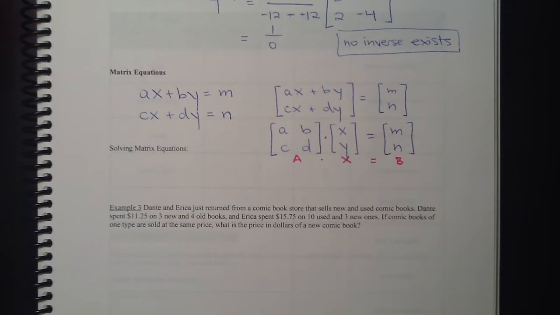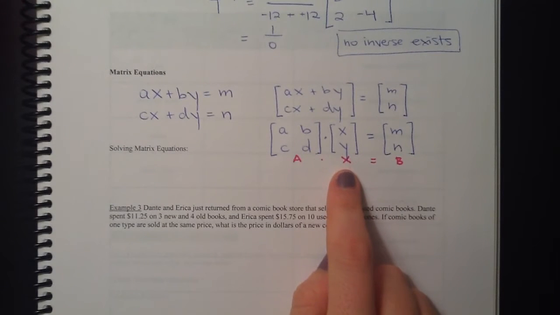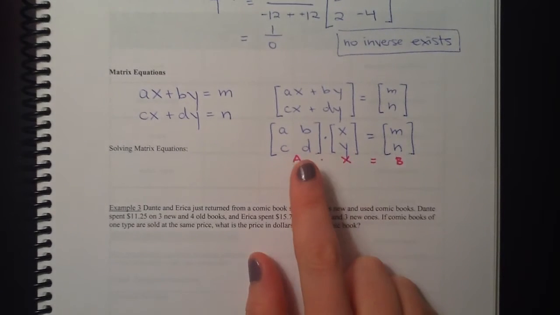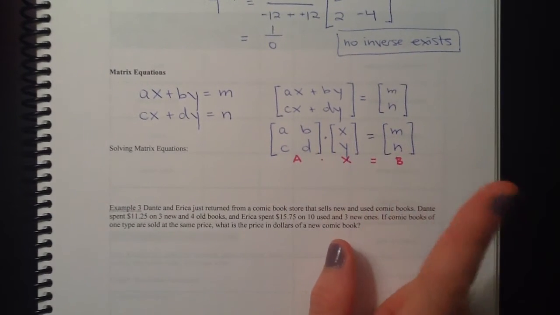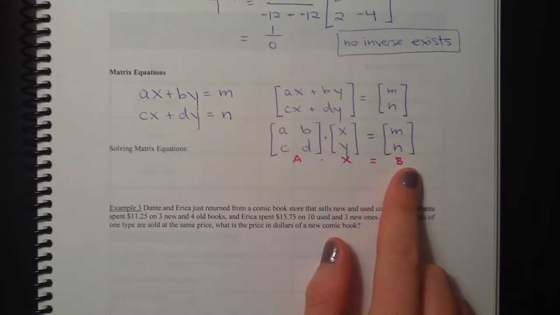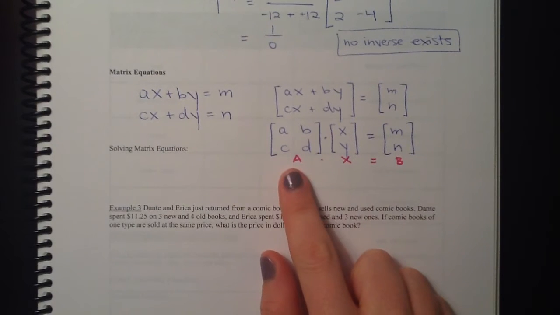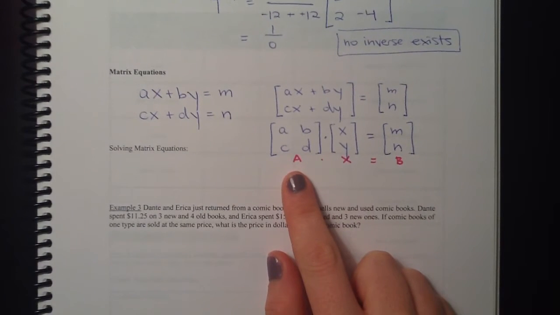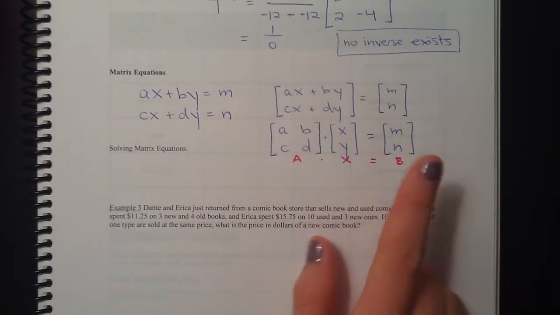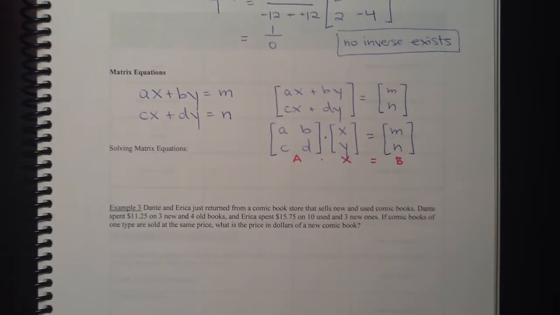Remember, matrices are notated with capital letters. To solve matrix equations, what we're trying to do is get the X by itself. Remember, if you're solving a normal equation, say you were trying to get this x by itself, you'd divide both sides by a. And really what you're doing when you divide both sides by a is you're multiplying by a number's inverse. Say this is a 4, dividing by 4 is the same as multiplying by 1/4, and 1/4 is the inverse of 4. So in order to get the X by itself, we multiply both sides by A inverse.